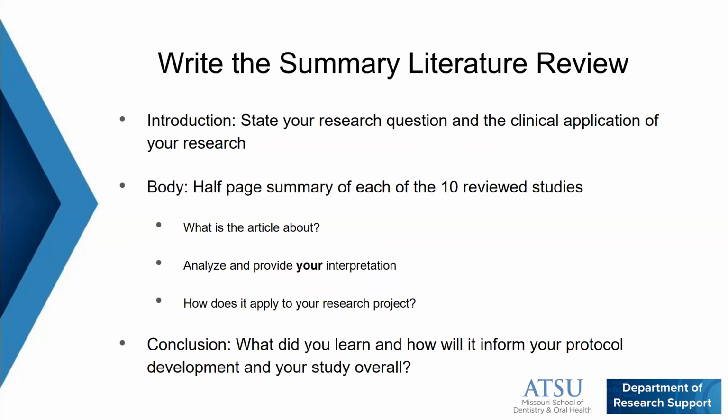The main body of the literature review should detail what each of the 10 reviewed studies was about. Make sure this summary is your critical interpretation of the article and that you specify how the article applies to your research project. The summary of each article should be about half a page. Finally, you end the written literature review with a conclusion that states what you learned and how it will inform your protocol development and your study overall.